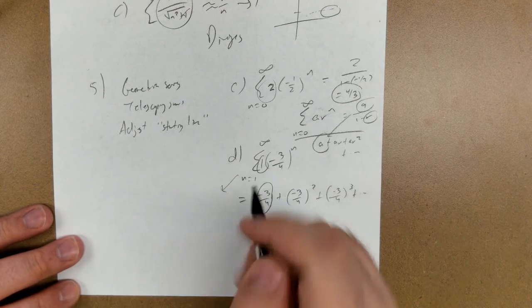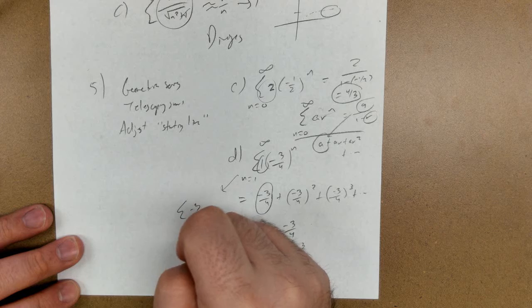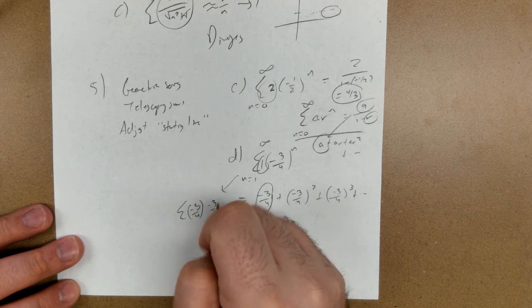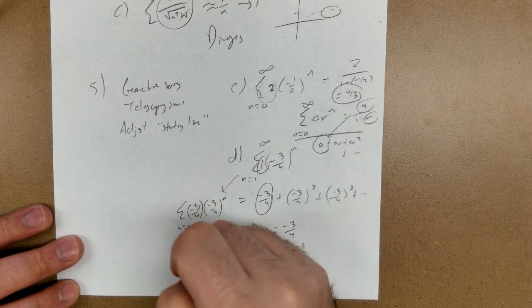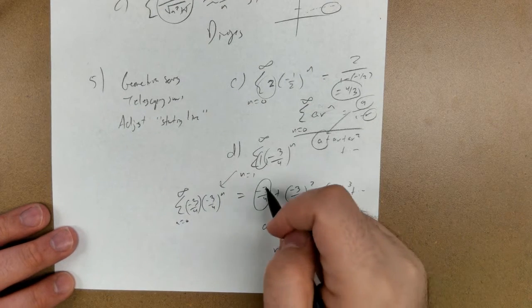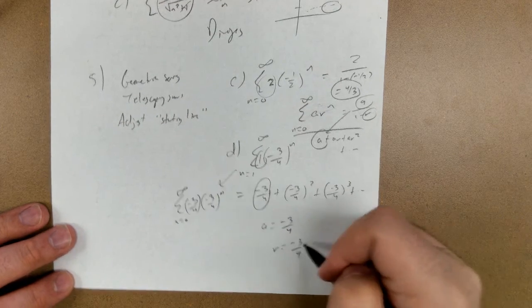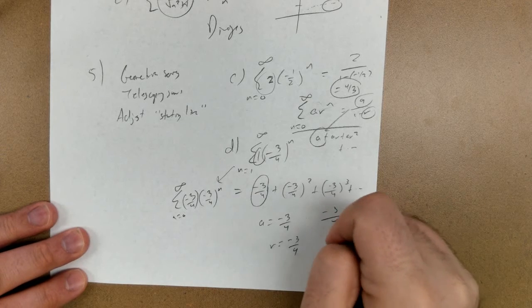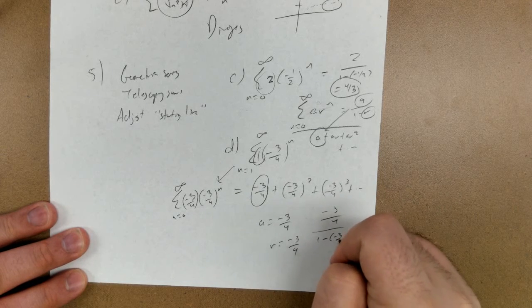Think of the sum another way. You could write minus 3/4, pull 1 out, minus 3/4 to the n, and start at 0. But that's a lot of playing with indices to get the same thing. So just write out the terms. The very first thing you see is a, and then your multiplier is r. So this is minus 3/4 over 1 minus 3/4.